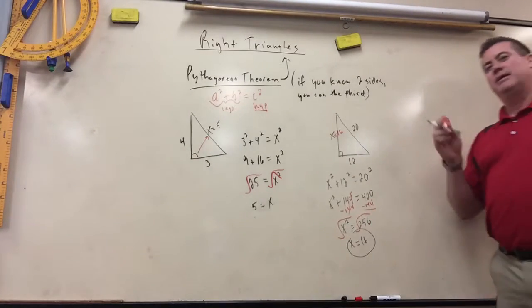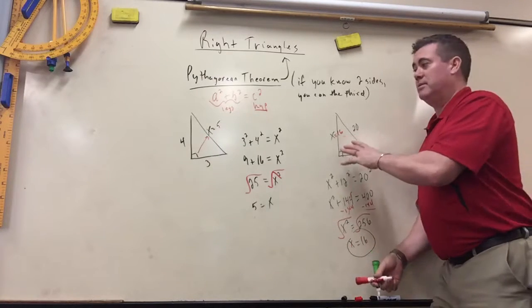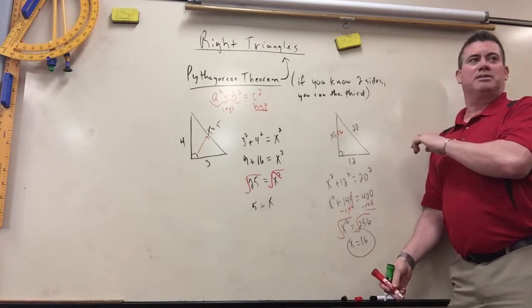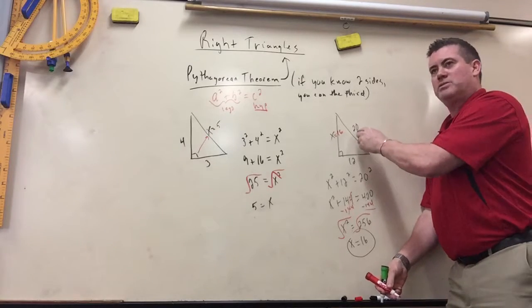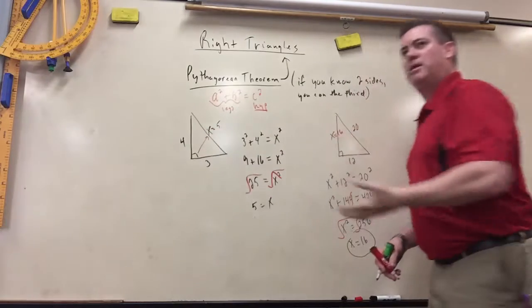Now, you should always look back just to make sure when you're done that the hypotenuse is the longest side. Here 20 is the longest, so I probably did it right. Here 5 is the longest, so I probably did it right.